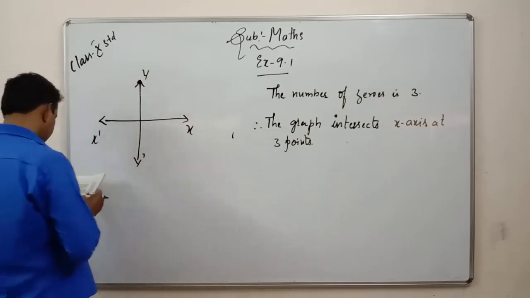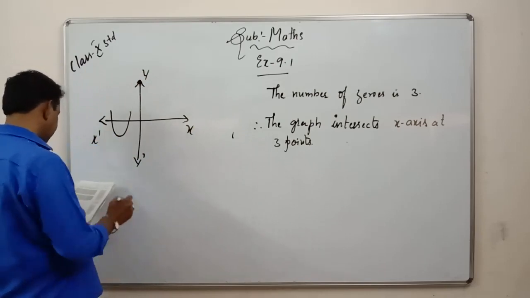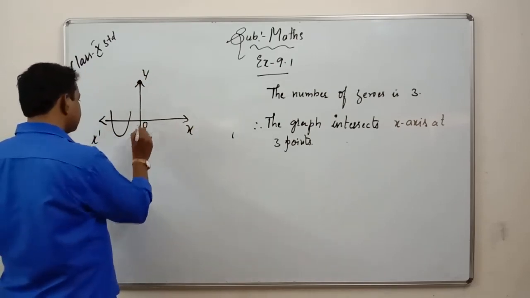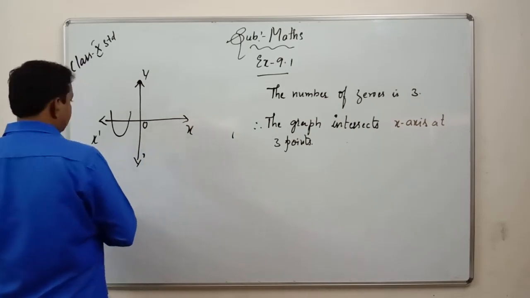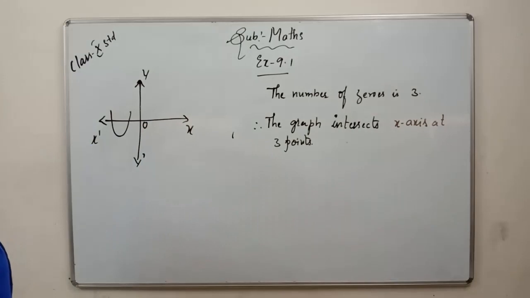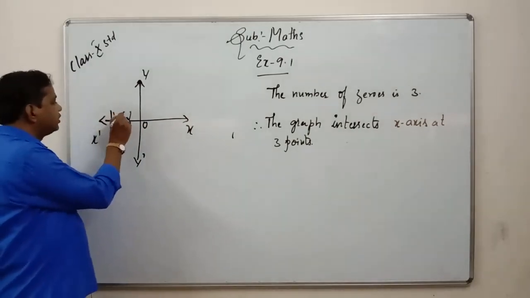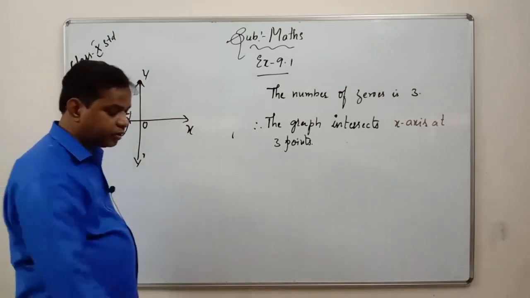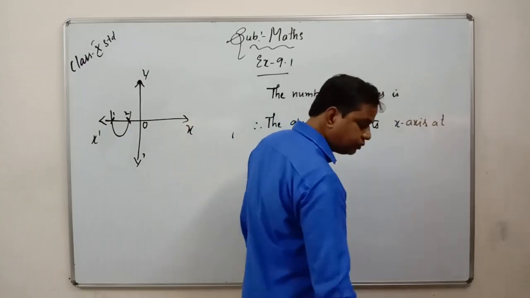Y dash, and the figure is like this. He has mentioned the figure. Now how many zeros are there? The number of zeros are 1 and 2. So if it is 1 and 2, then the number of zeros is 2.